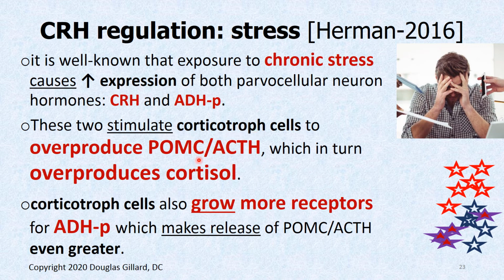But interestingly enough, these same unknown hormones and mechanisms also cause corticotroph cells to grow way more receptors than they're supposed to for the ADH-p. Normally ADH-p is not able to drive ACTH production by itself. It just assists CRH. But in the case of chronic stress, ADH-p is really driving. New research suggests that ADH-p is the one really driving the release of ACTH through the growth of more receptors on corticotroph cells.